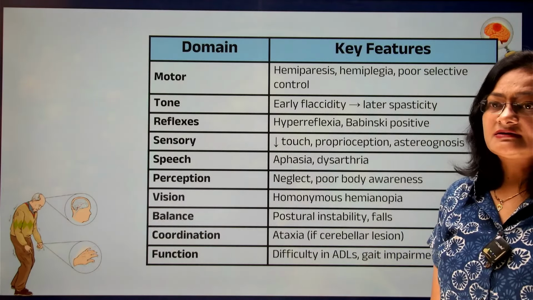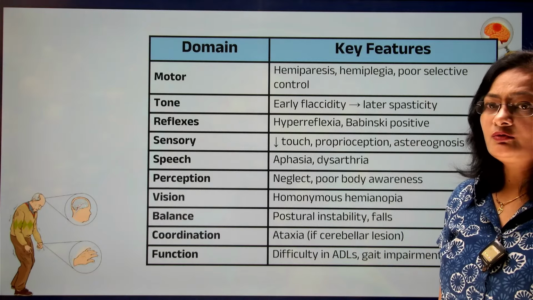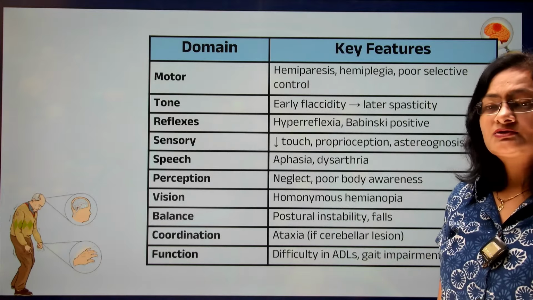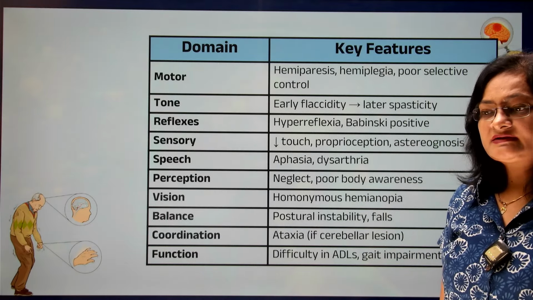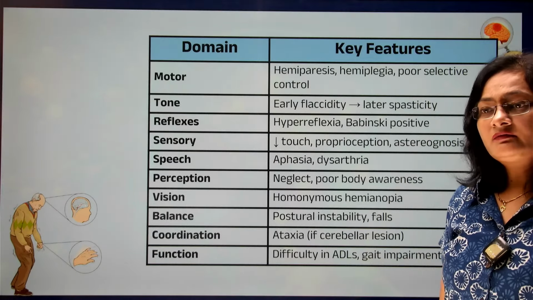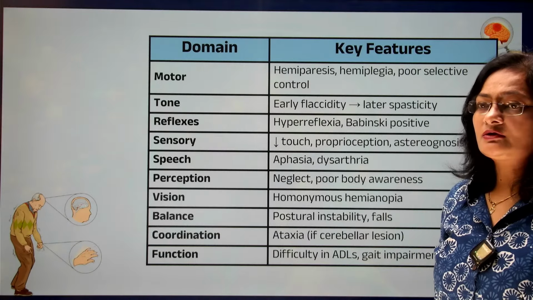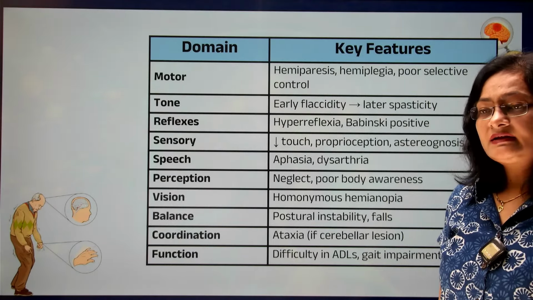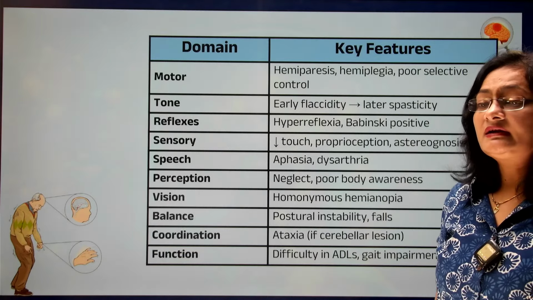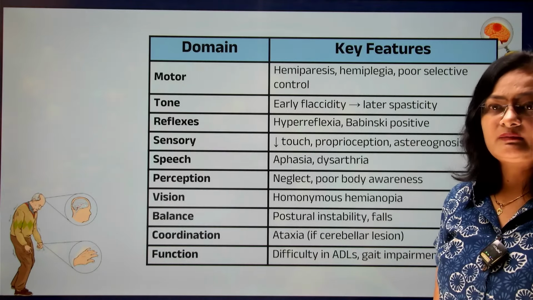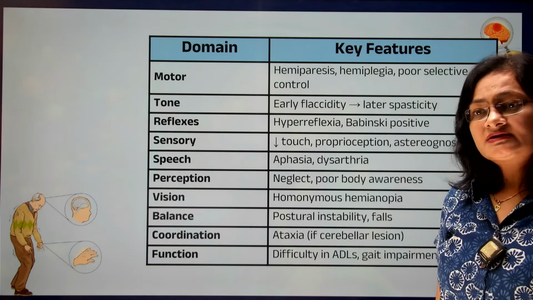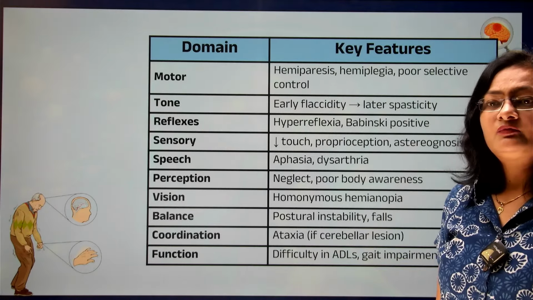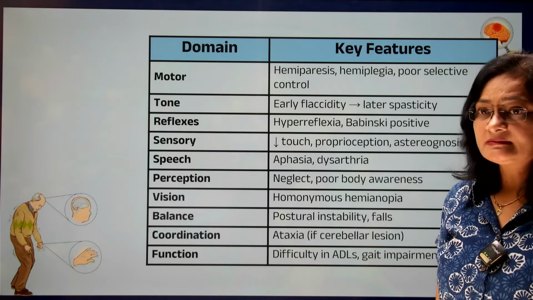Other clinical features include motor features. Motor features will be hemiparesis. Stroke will always result in hemiparesis on the opposite side. For example, if the right side of the brain is affected, it will result in left hemiparesis or left hemiplegia. When it is just weakness, it is paresis. When it is total paralysis, it is plegia.